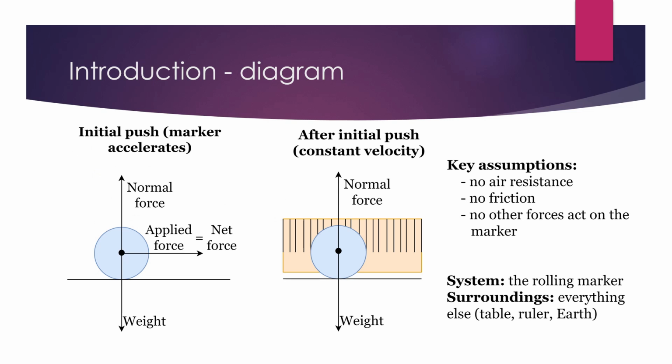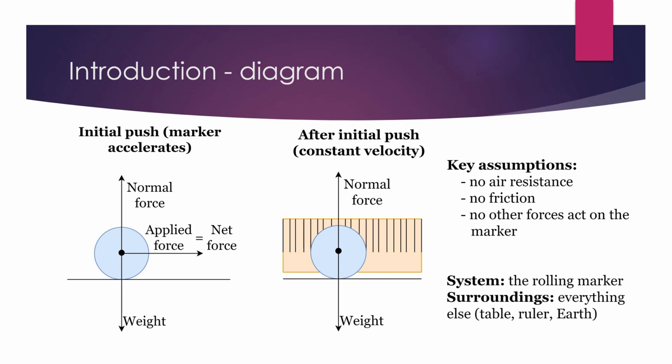This is the diagram of the experiment I carried out. On the left, a marker is originally stationary on top of a table, and I push it to apply a force to accelerate the marker so it gains speed. The other forces acting on the marker are the weight and the normal force. Since these two forces cancel out as there is no vertical acceleration, the net force is the force I apply to the marker when pushing it, assuming there are no additional forces acting on the marker.